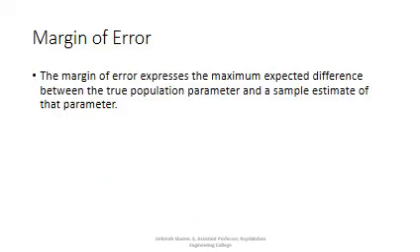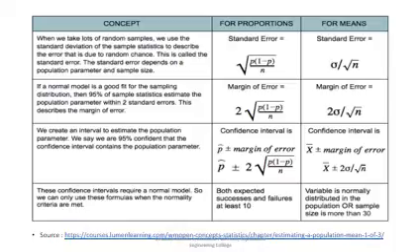Next is margin of error. Margin of error talks about the difference between the true population parameter and the sample estimate of that parameter. It actually tells you how much difference is seen between sample and population. For more details on standard error, margin of error, and confidence interval, you can see this slide.